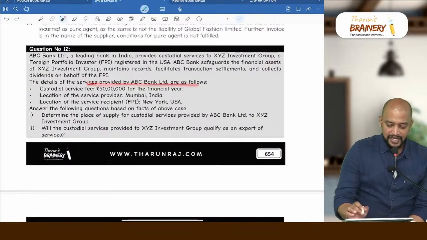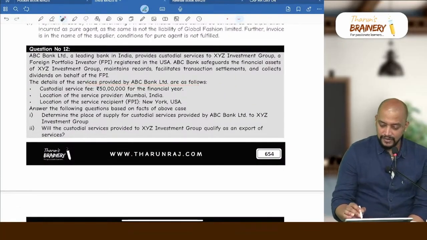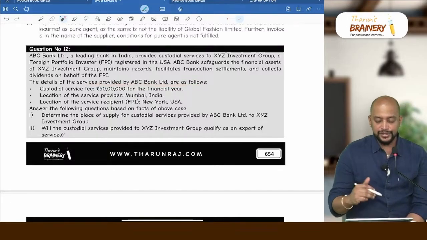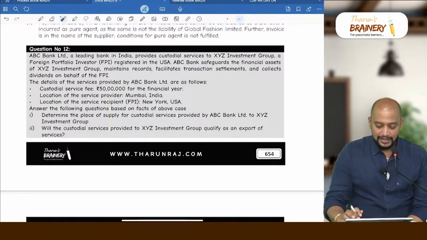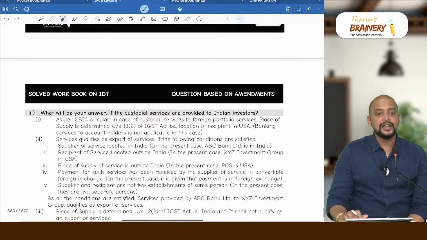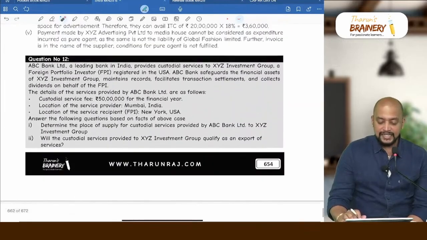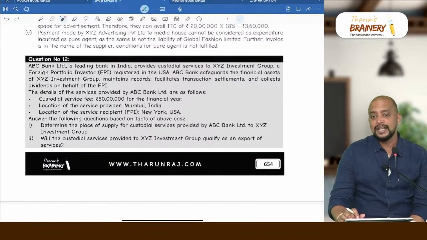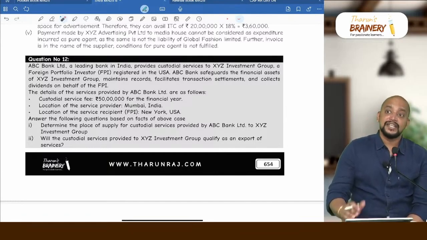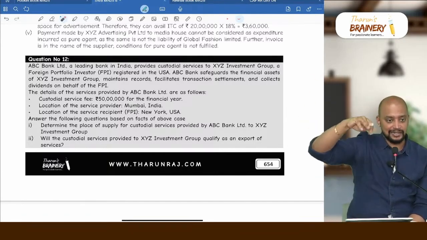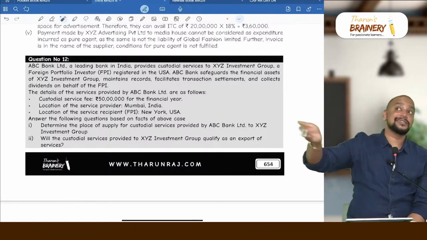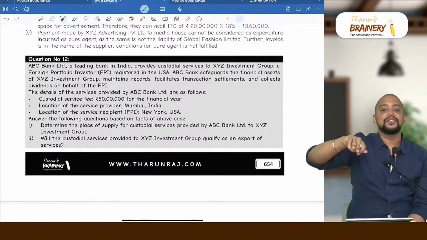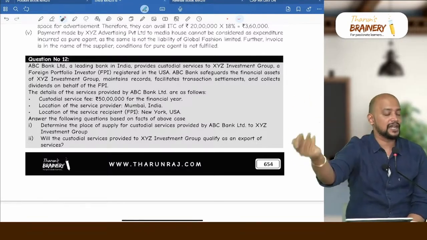So details of services, no, there is no information, so we need to take the assumption that the consideration is received in convertible foreign exchange. Then if supplier and recipient are not establishments of the same person, it will become export of services. If nothing is given, you take it in the question, you put an "if" like that. If the consideration is in convertible foreign exchange, then it will become export of services. Put an if condition and give.